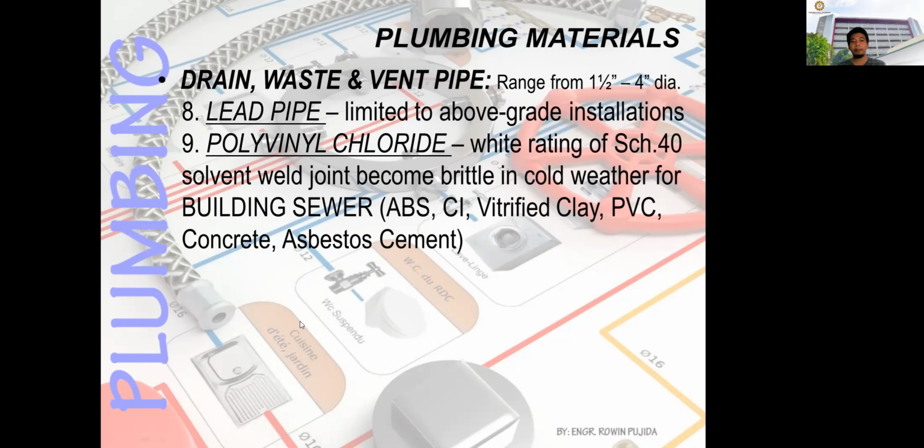Next is the polyvinyl chloride. This is now the most commonly used pipes in vent, waste, and drain pipes. No? So white in color, and it should be of schedule 40. So you have a solvent weld connection. So you have the type of solvent to be put in every joint. It becomes brittle in cold weather for building sewer.